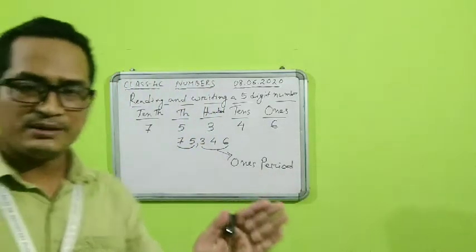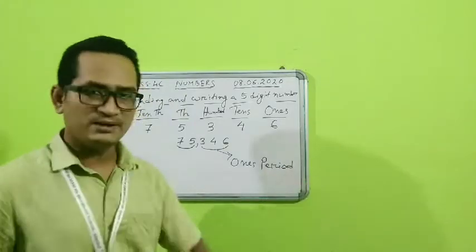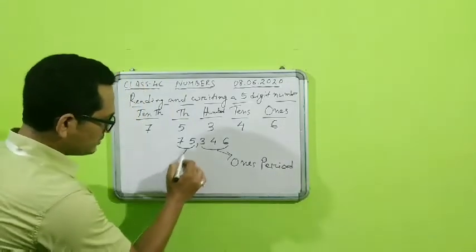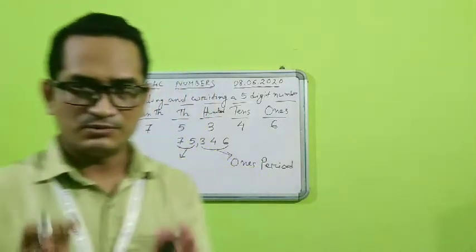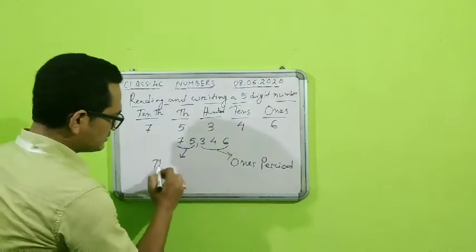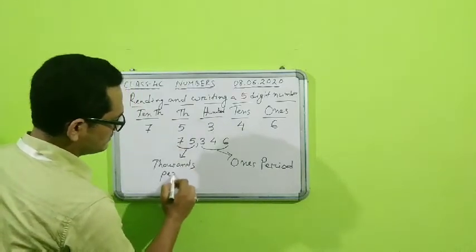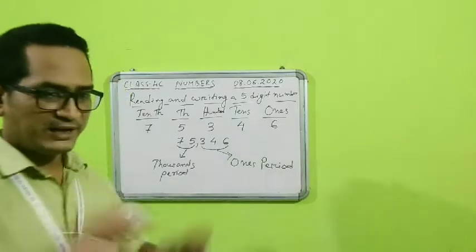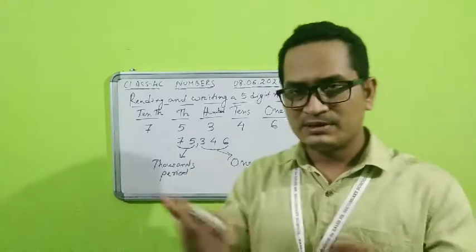This three member house together, it is the same house, and the name of this house will be ones period. And what about this one? This two place, a two member house, which is the next house, is known as the thousands period. So students, we have clearly distinguished between these two houses.